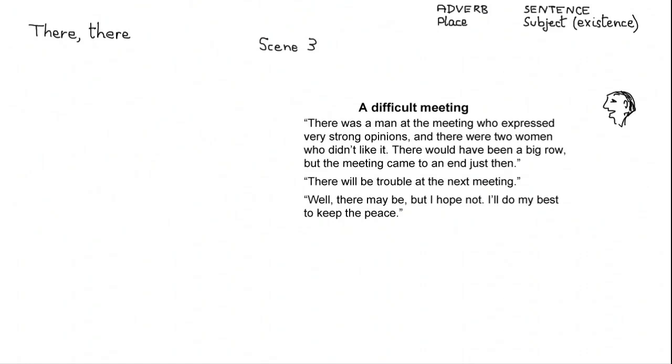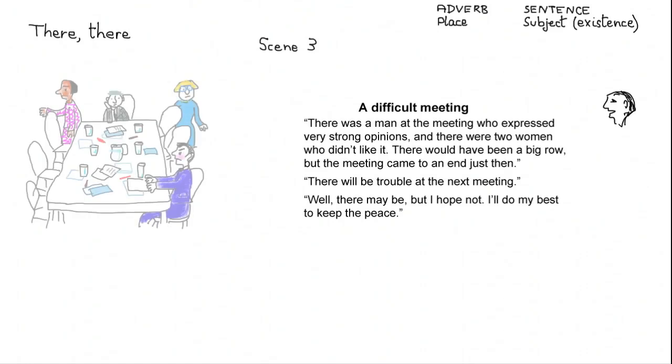There will be trouble at the next meeting. Well, there may be, but I hope not. I'll do my best to keep the peace. Now here's a picture of the meeting. Here we are, there's the chairman, the two women walking out. They didn't like it. There's the man with the strong opinions.